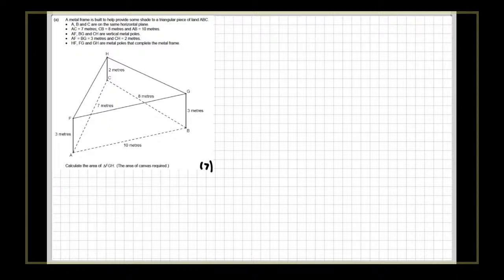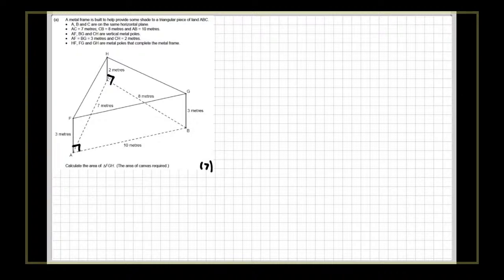Then it also says that AC is 7, BC is 8, and AB is 10. AF, BG, and CH are vertical poles. Okay, that is awesome because that tells me there are 90 degrees there. And AF is equal to BG, equal to 3 meters. CH is 2 meters. HF and FG are metal poles that complete the frame.